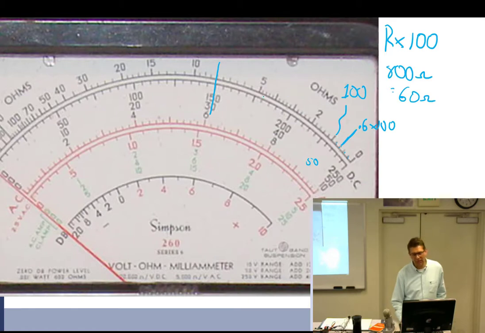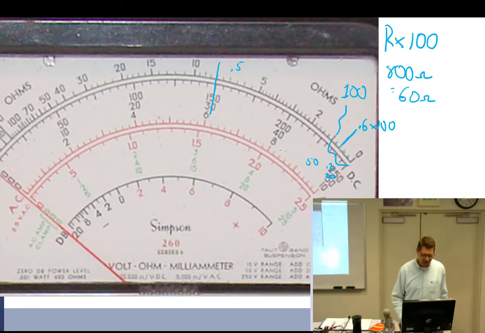Okay, so you got to stop and you got to count. Right here, every one on the R times 1 scale counts as 0.2. On the 100 scale, it's 20. Over here, every one is like 0.5. So it changes all over the place. So you always have to make sure you know this is ohms. We're talking strictly ohms. You got to make sure you pay attention to what's going on.